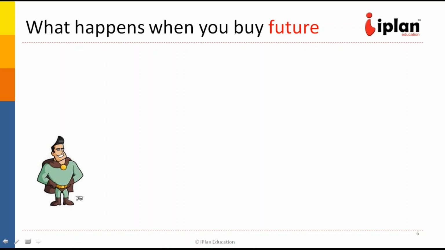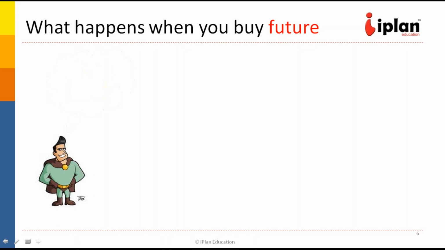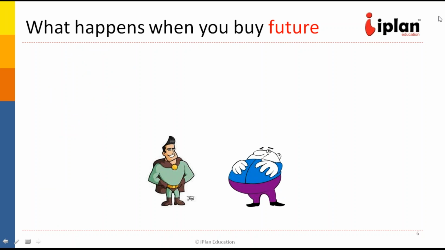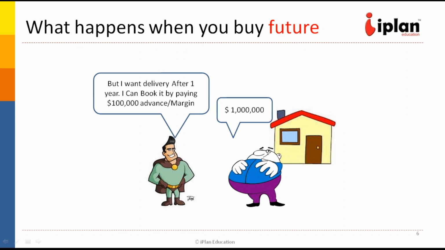Let's recall what happens when you buy a future. Let's say this is you and you want to buy a house. You look for a seller, and the seller says yes, I'm interested in selling the house for, let's say, $1 million. You say, okay, fine, I'm ready, but I want delivery after 1 year, and I can book it by paying, let's say, 100,000 as advance or initial margin.